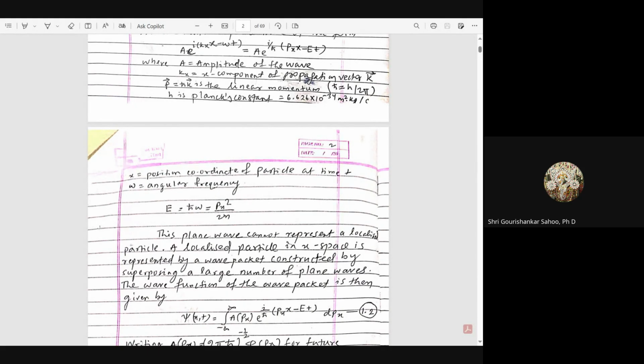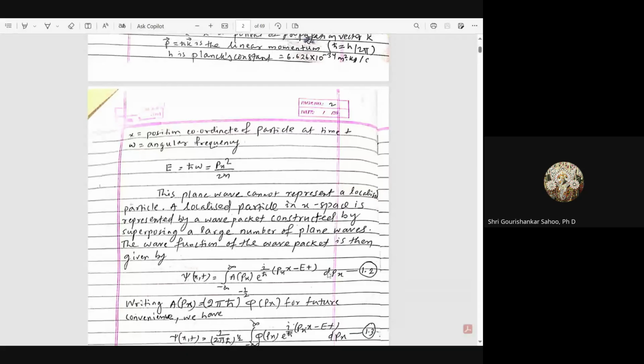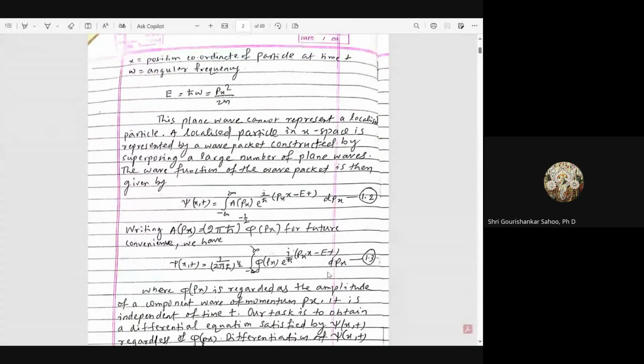You can construct a wave packet by superposing an infinite number, or a definite number, of plane waves. So psi can be written as the integration from minus infinity to infinity of A, which is a function of px, times e to the power i by h cross (px x minus E t), integrated over dpx.